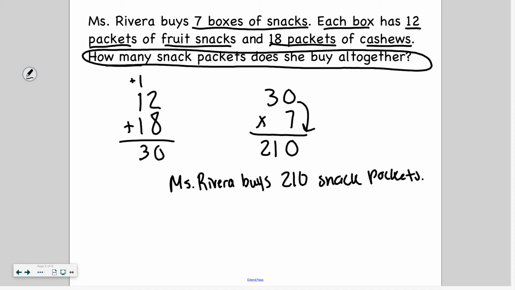So again, I knew how many fruit snacks there were and how many cashews there were, but I didn't know how many snack packets in general there were in each box. So I added them together. That was my first step. Then we multiplied each box times 7 boxes, right? So there was 30 snack packets in each box. We multiplied that by 7, and we got 210.